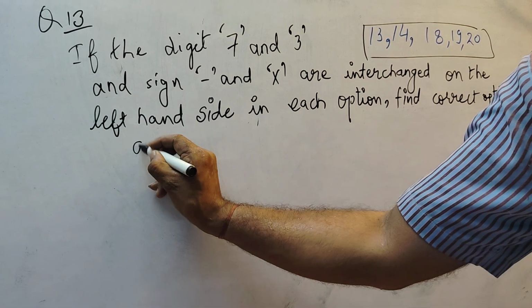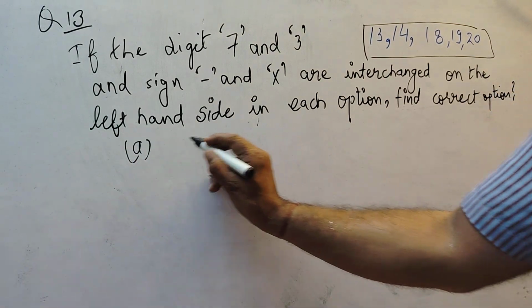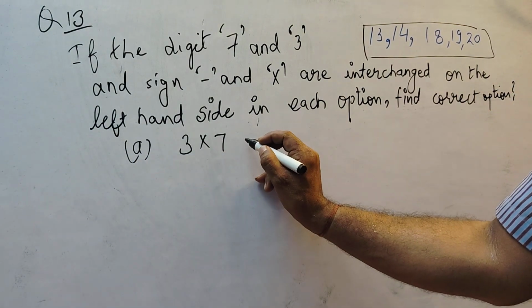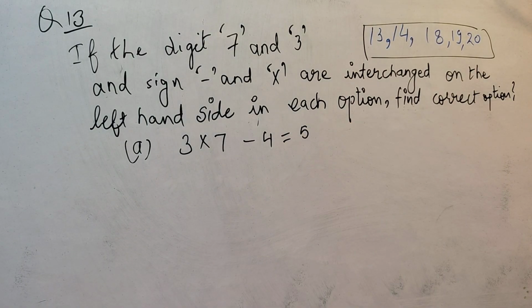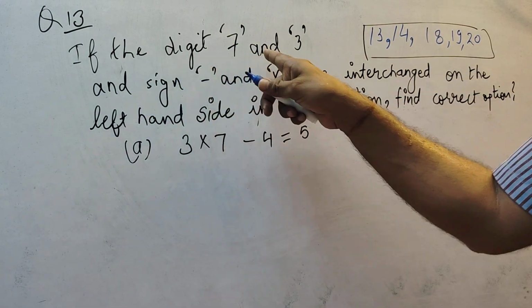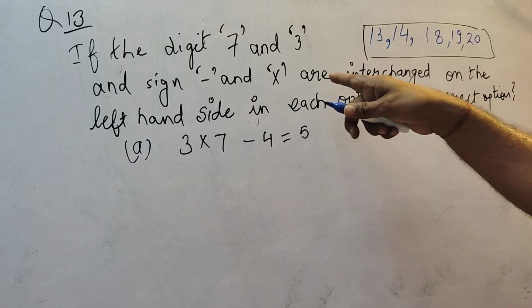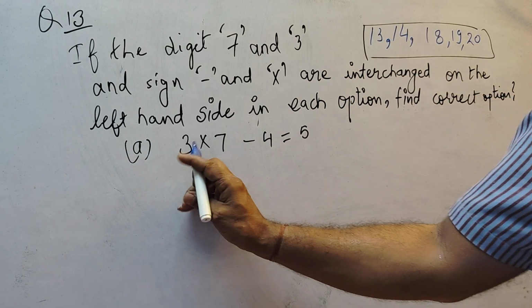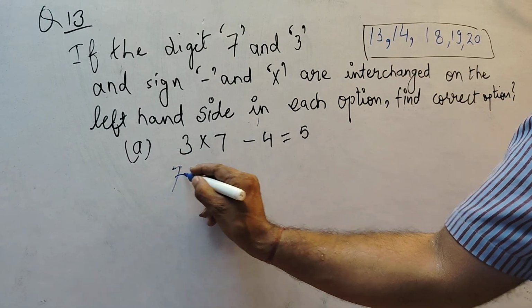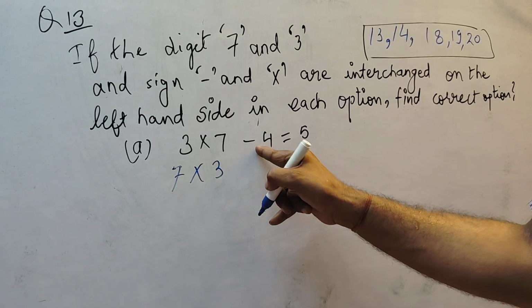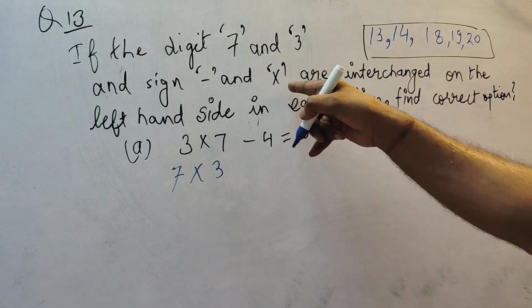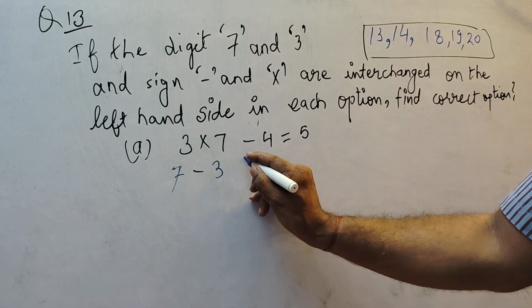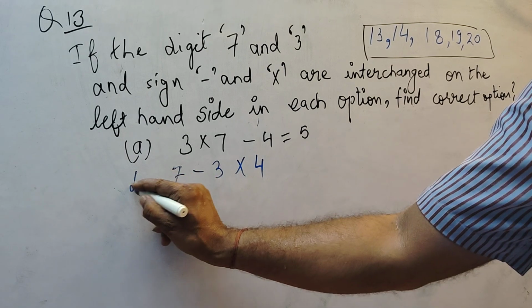So there is A option, 3 multiply 7 minus 4 equal to 5. According to the given condition, we change the digits 7 and 3, and the signs minus and multiply are interchanged. So 3 is replaced with 7 and 7 is replaced with 3, and minus and multiply signs are replaced. So this is our left hand side.